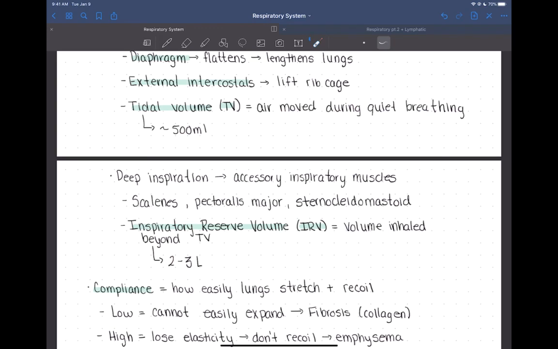The accessory inspiratory muscles are the scalenes. These are muscles that attach from your cervical spinal column down to your rib cage, so they're going to lift your rib cage up. Then there's the pectoralis major, which you should know is on your chest, and the sternocleidomastoid, which you should know connects from the base of your skull, the mastoid process, to your clavicle and your sternum. That's also going to help lift up your rib cage.